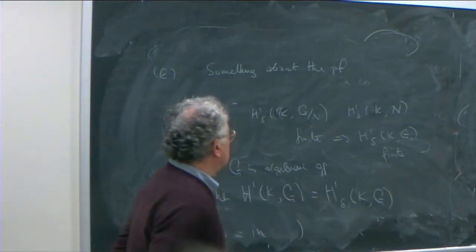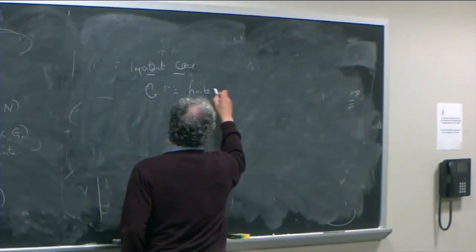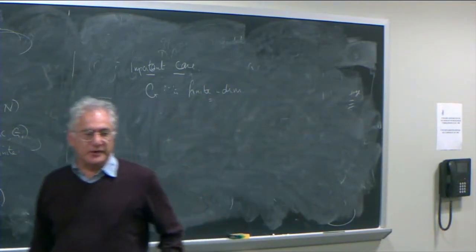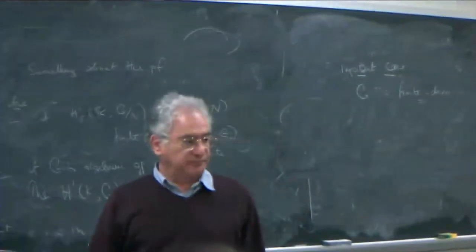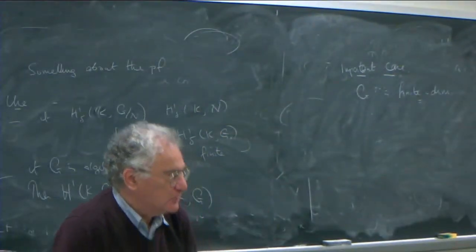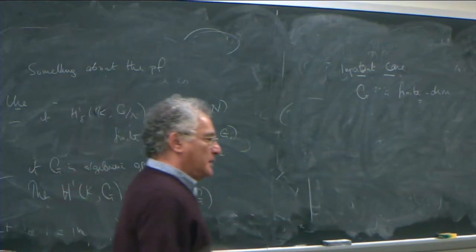So the important case is when G is finite-dimensional in the sense of differential algebraic group, in the sense of Buium or whatever. Type zero, right? Yes, type zero. So it's finite transcendence degree.